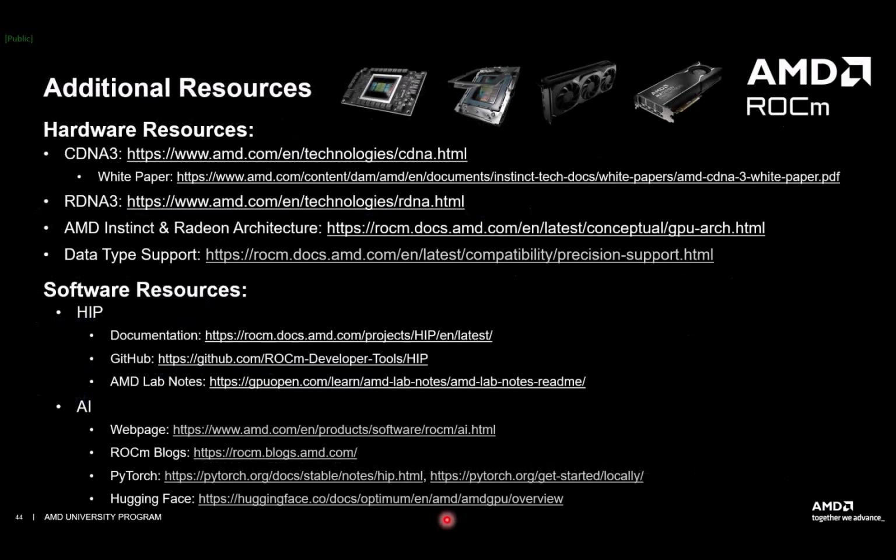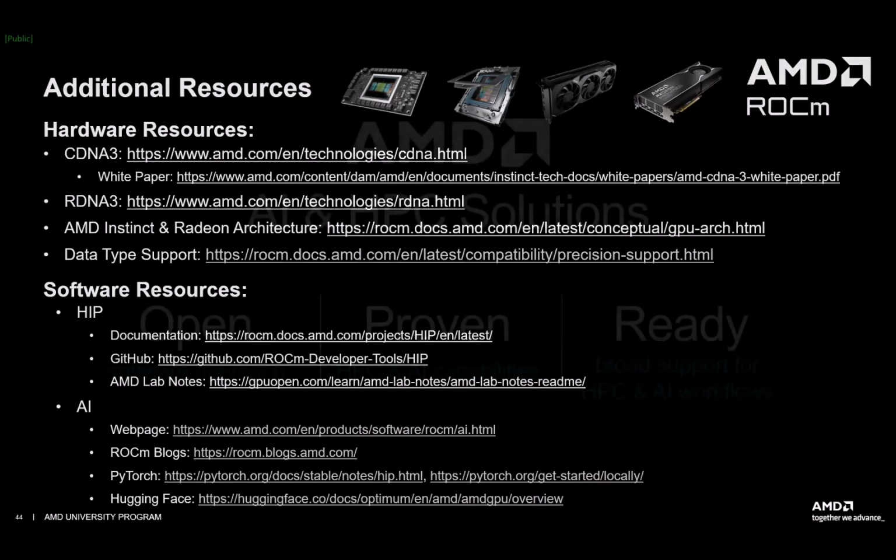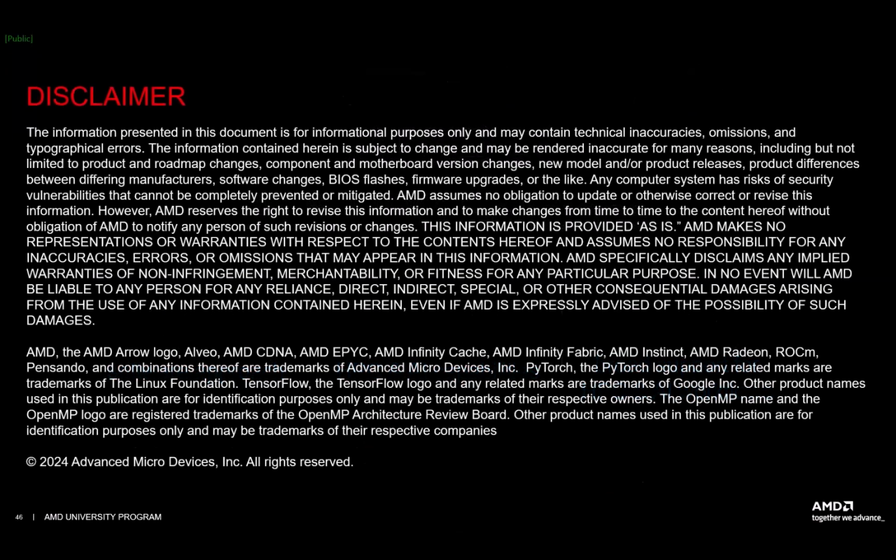And then here we have some additional resources on our latest architectures for CDNA 3 and RDNA 3, and I point down here to some resources. There's the HIP documentation, and these great AMD lab notes that show optimization techniques and can be used as self-guided tutorials. Similarly for AI, these ROCm blogs are really great self-guided tutorials for all kinds of AI-enabled workloads on AMD and ROCm. Okay.